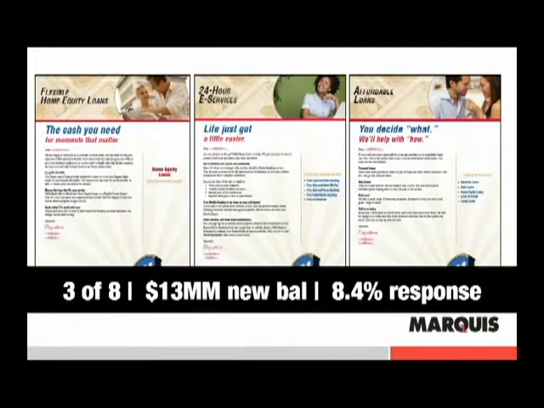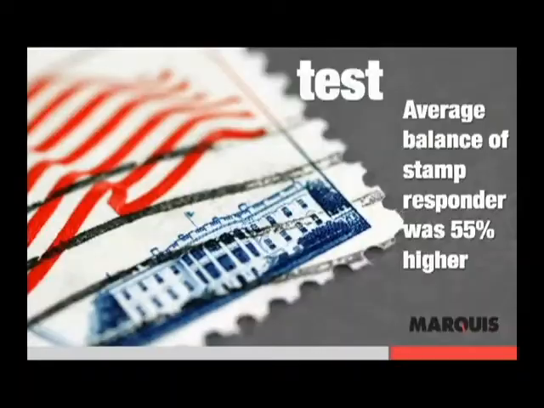Next one is onboarding, and Christine made the plea for onboarding. If you're not doing it, do it. You will get a tremendous response, and you'll really go a long way to cross-selling and keeping those members, those customers engaged and not going single service. You're looking here at 3 of 8 versions, $13 million in new balances, and an 8.4% response just over the first quarter that this piece was out. So again, tremendous response.